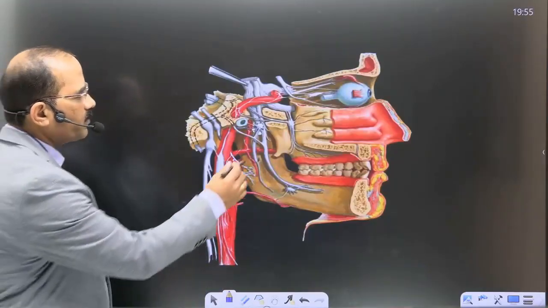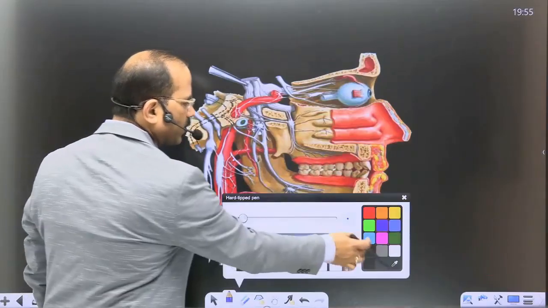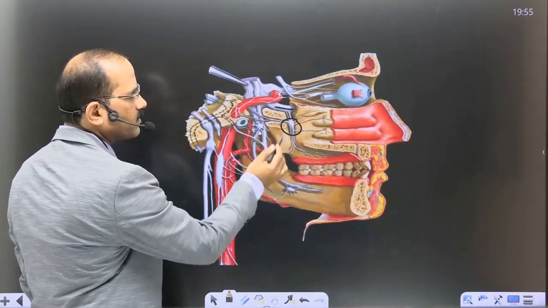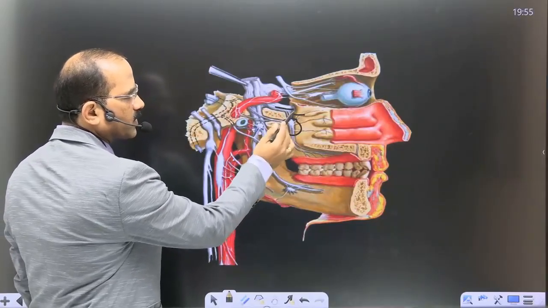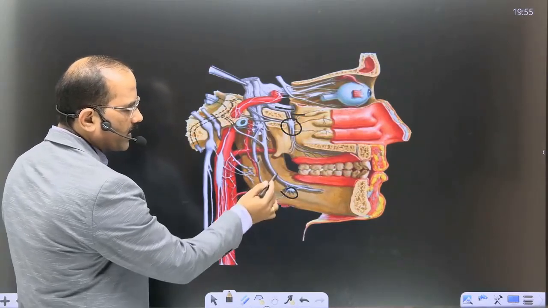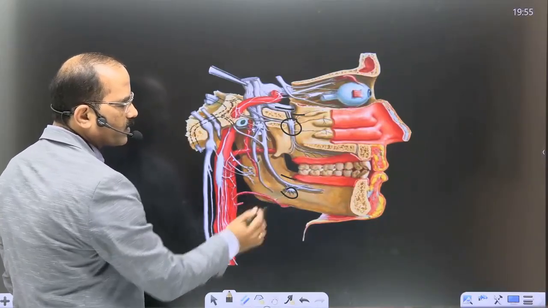So now tell me, what is this ganglion that you're looking at? That's the pterygopalatine. What is this nerve? Maxillary. What is this relation? Structural. What is this ganglion? That's a submandibular ganglion. What is this nerve? Lingual nerve. What is this relation?